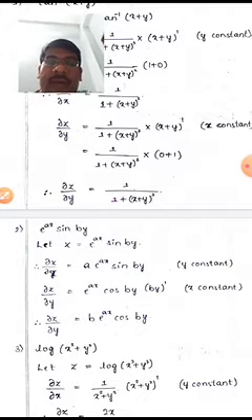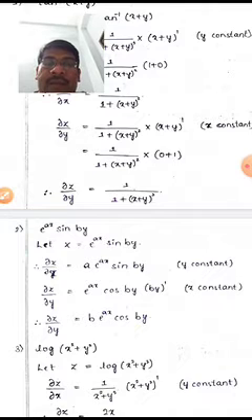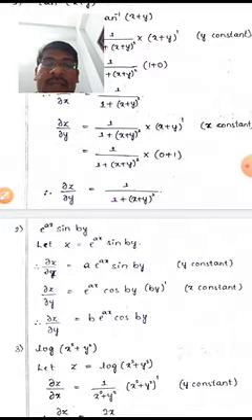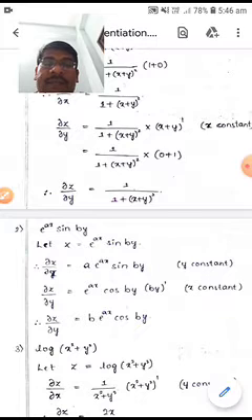Now dou z by dou y is the partial derivative with respect to y. Here e power ax is a constant, keep it as it is. The derivative of sin is cos by, and again the derivative of by is b. That is dou z by dou y is equal to b into e power ax cos by.